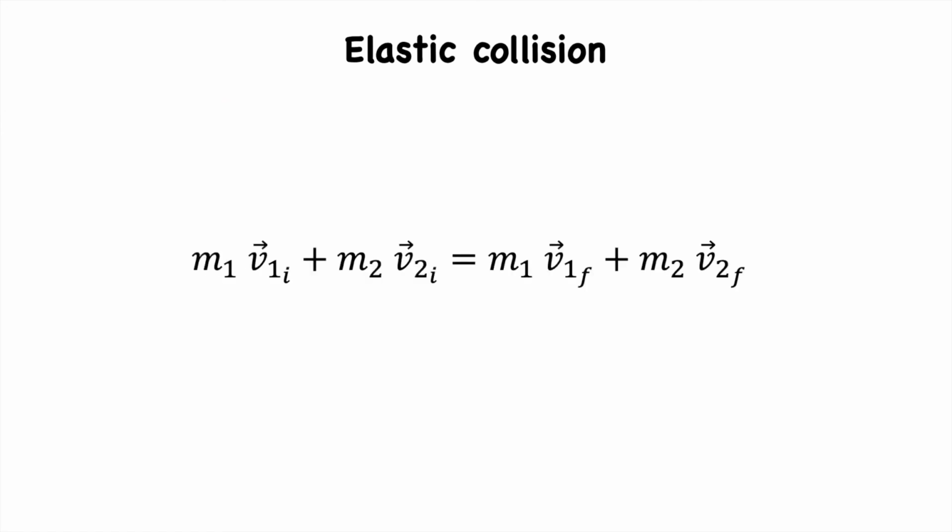In this case, we can write the conservation of linear momentum in terms of the masses and velocities of the objects in this way.